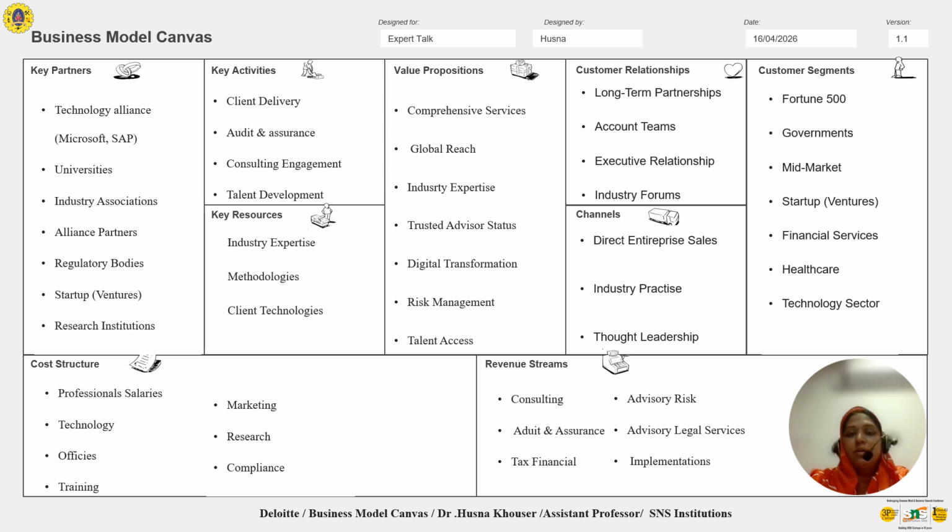So to summarize, the Deloitte BMC is not just a diagram, it is a complete blueprint for building and scaling up a business. So if you really want to develop your startup ideas into a scale-up form, then always be clear that your idea should be converted into a structured business model.